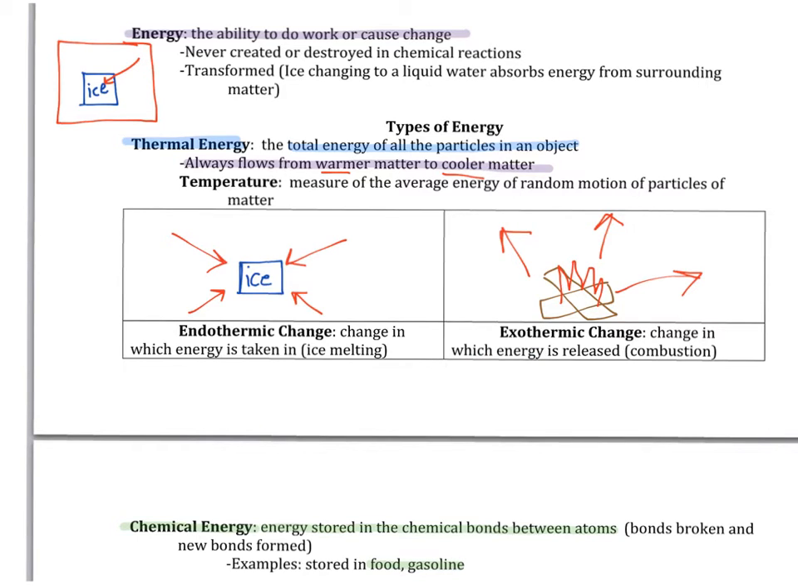So I drew a picture of a little log fire with arrows pointing out. And that is to demonstrate that the process of an exothermic change is one in which energy is released. So that's why you can warm your fingers over a fire.